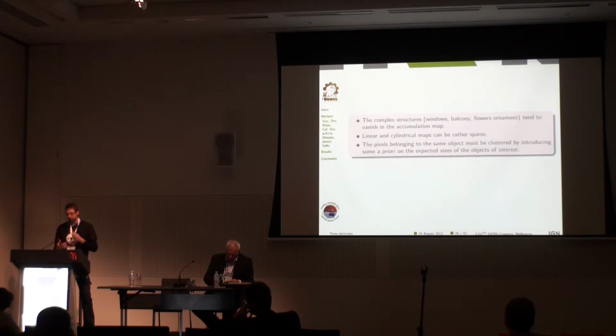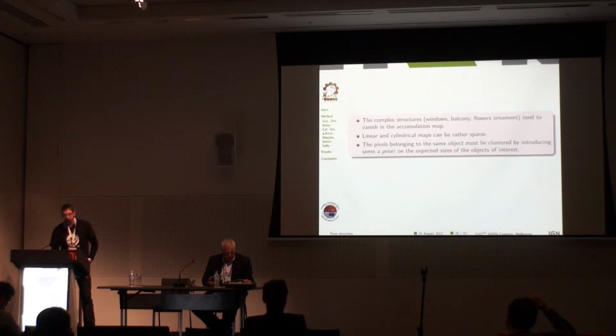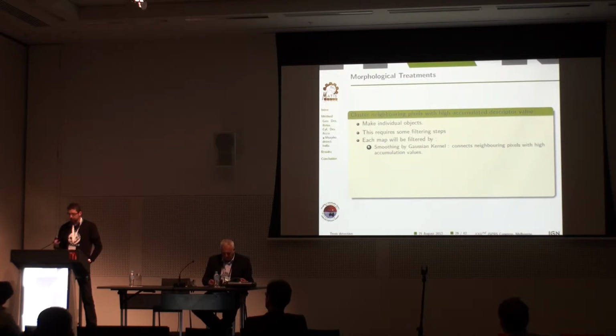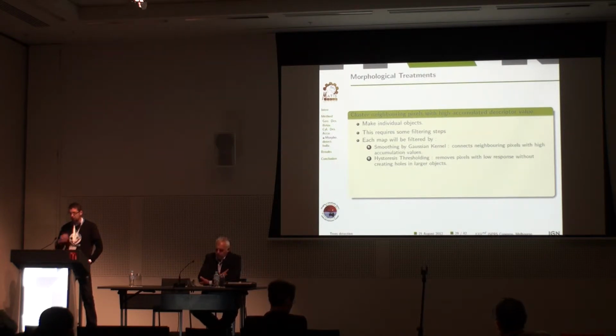Now that we've done this accumulation, we need to group together the pixels that belong to the same object. And we're going to do that by filtering and using a few a prioris on the expected sizes of the objects we're interested in. So to make individual objects, we're going to start by filtering with a Gaussian kernel so that we're able to connect neighboring pixels which have high accumulation values. Then we do a hysteresis thresholding. That means we're going to remove the pixels with low response that will not create holes in larger objects.